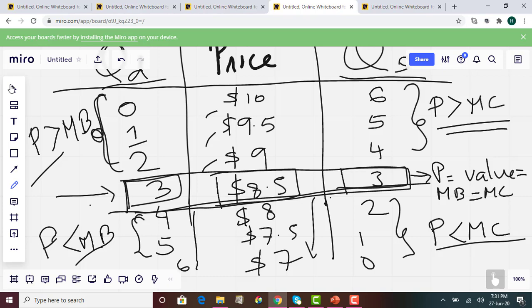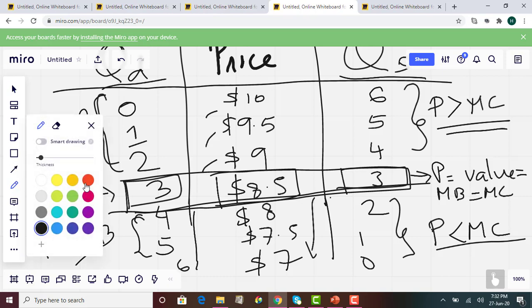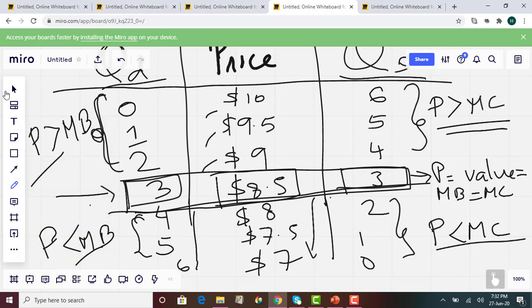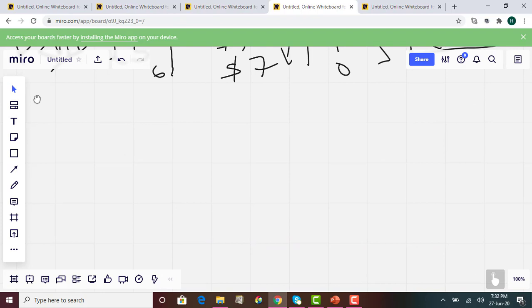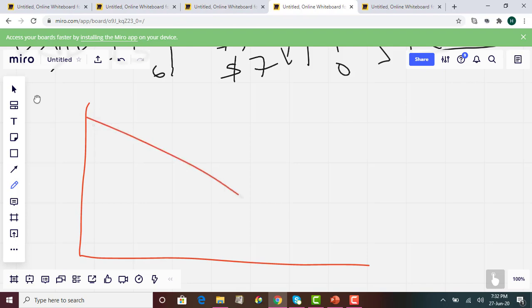Okay, so let's say this table is given to you. Now using this table, let us draw the demand and supply curve, and then let me show you how you can calculate the consumer surplus and producer surplus. Based on the information on the graph, we're going to plot the demand and supply curve on the same graph. We know that the demand curve is downward sloping, supply curve is upward sloping.